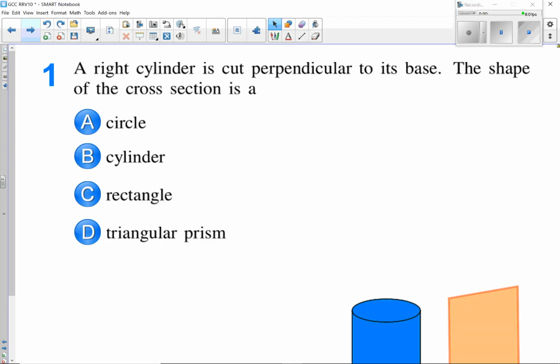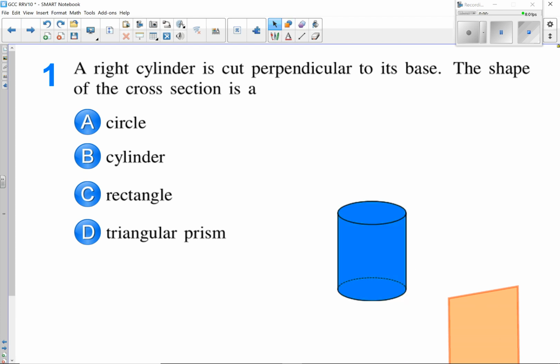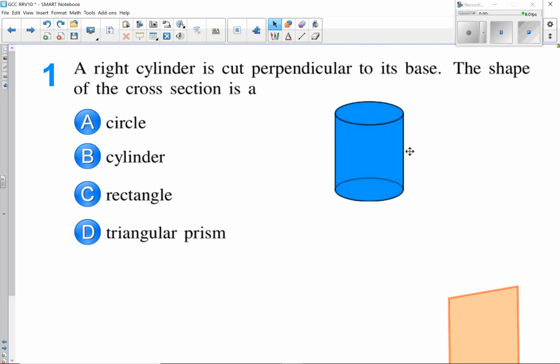So this first question we have here is a cross-section question. They tell us that they have a right cylinder, which looks like this. Again, that's just a cylinder where the side is perpendicular with the base, and it is cut perpendicular to the base. The shape of the cross-section would be what? So again, if I think of this as a plane or a giant piece of paper, if I was to come in here and slice this so that it's perpendicular with the base here, what shape would I have?